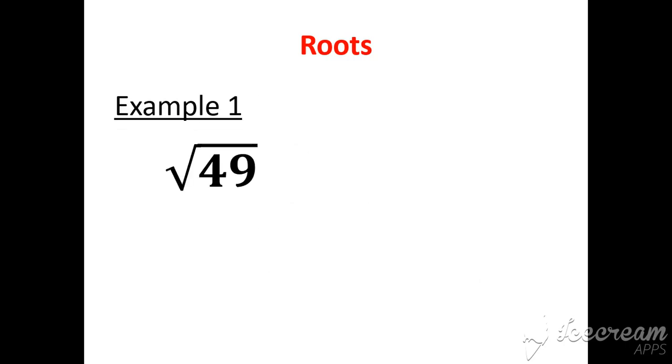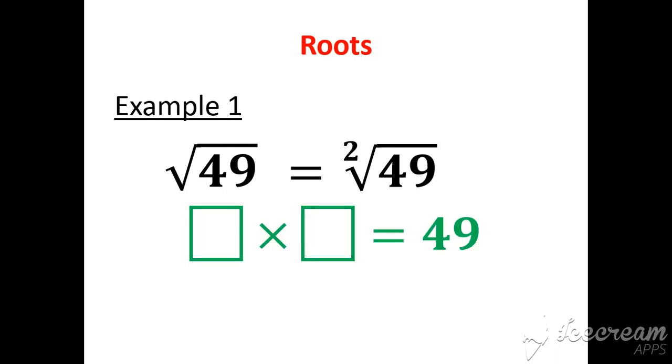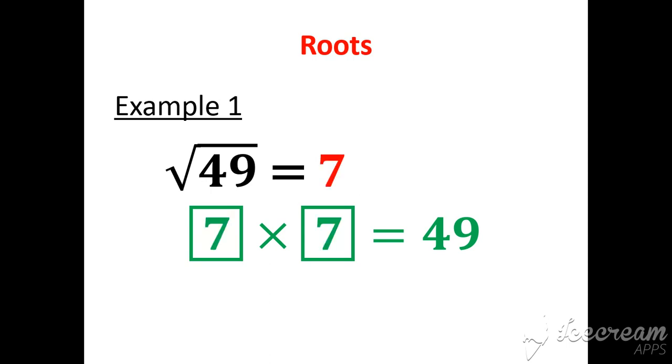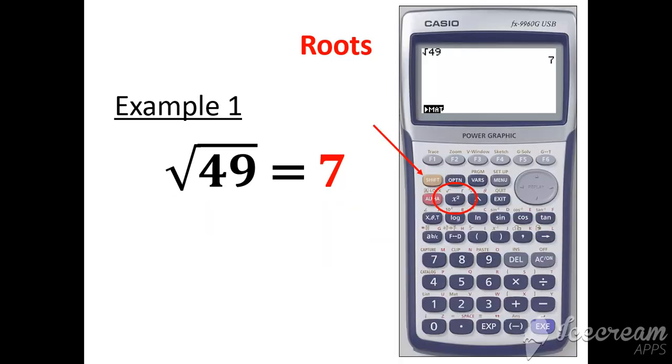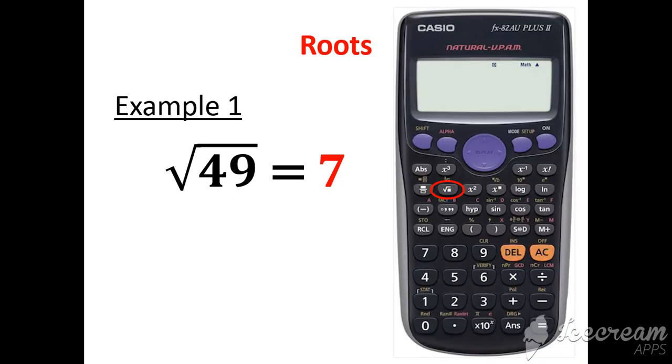Okay, some examples. We know about the square root. We've done that in the last video, so we know it should be written with a little 2 there, and we know something times something is 49. In this example, it's 7, because 7 times 7 is 49, so the square root of 49 is 7. Please make sure you know how to get the square root on your calculator. If you're using a graphics calculator, you do need to push Shift and then the square root button, and then type in 49. If you've got a scientific calculator like one of these Casio, you just need to push the square root button and type 49 before you push equals.